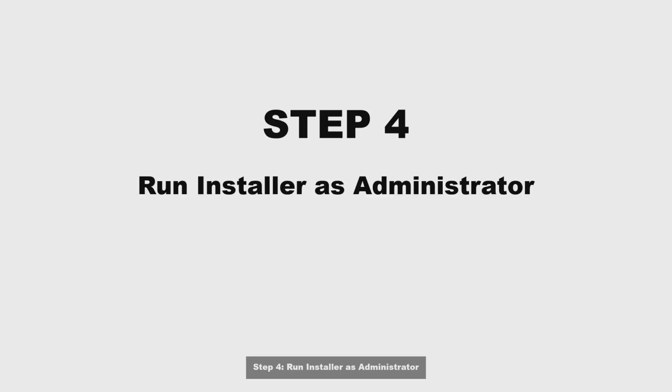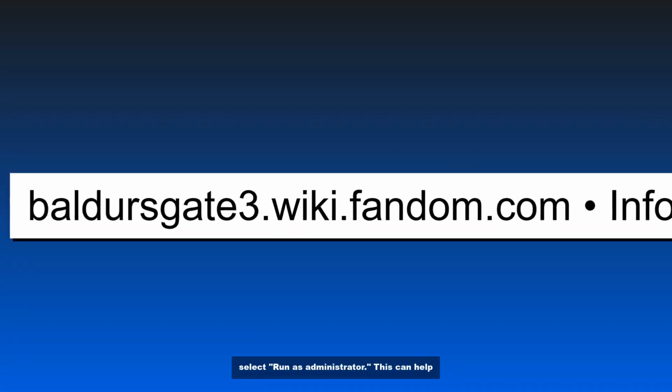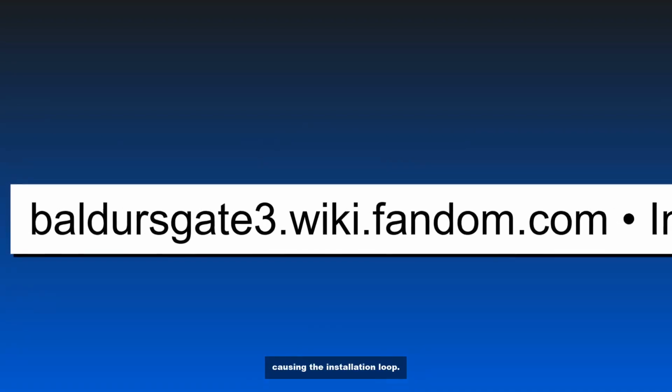Step 4. Run installer as administrator. Right-click on the installation file and select Run as administrator. This can help bypass any permission issues that may be causing the installation loop.